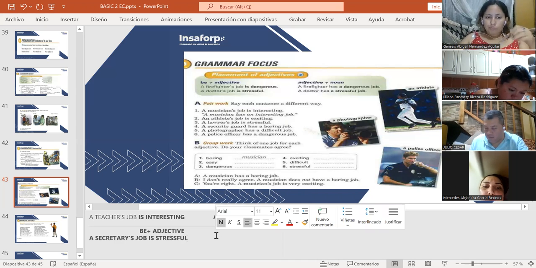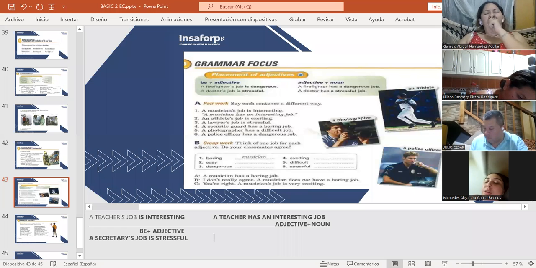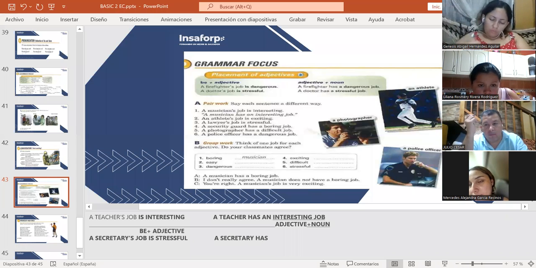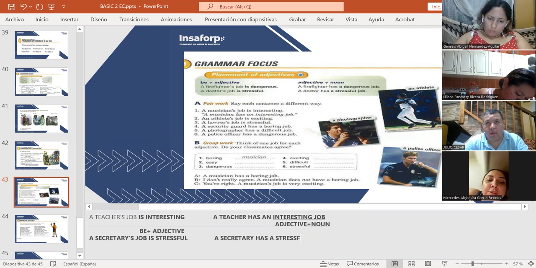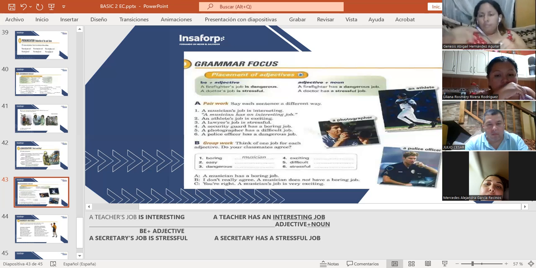Another example. A secretary has a stressful job. Very good. Since it starts with a consonant, a stressful job. Secretary. Job. Look. Understand? Yes. Excellent. Because we're going to continue tomorrow with these exercises, okay? Because time is almost up.